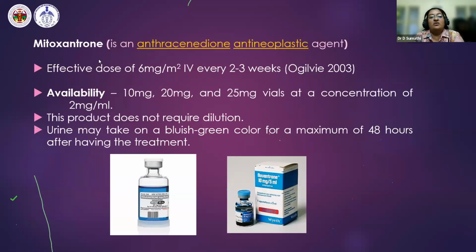So mitoxantrone is one of the anthracenedione anti-neoplastic agents. It is also very useful in the treatment. It is used at an effective dose of 6 milligram per meter squared IV every 2 to 3 weeks. Availability is 10 milligram, 20 milligram, and 25 milligram vials at a concentration of 2 milligram per ml. This product does not require any dilution. You can give it directly.